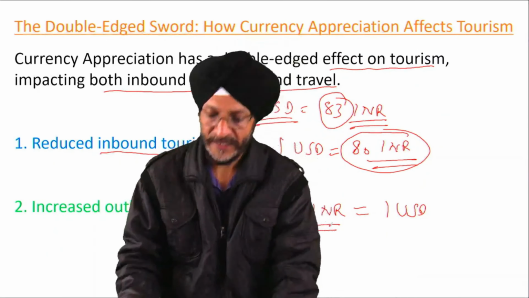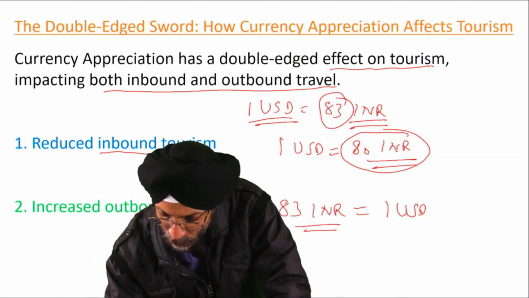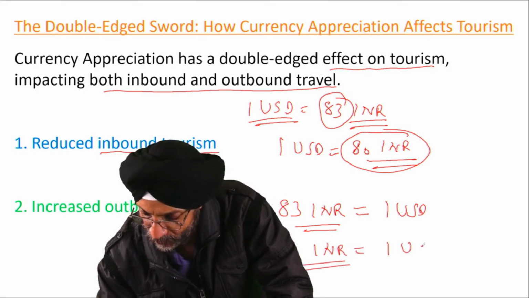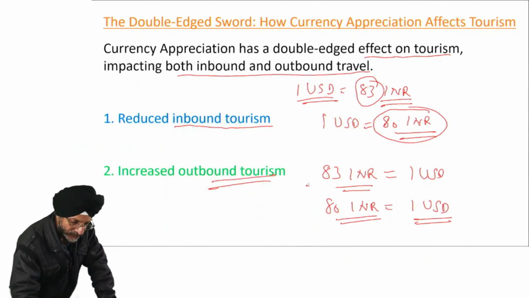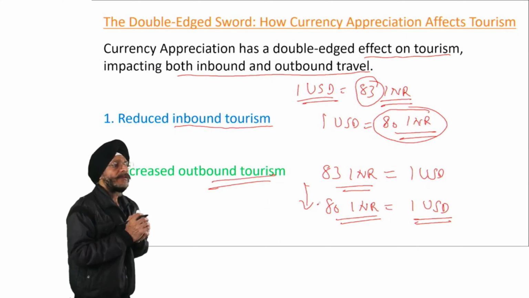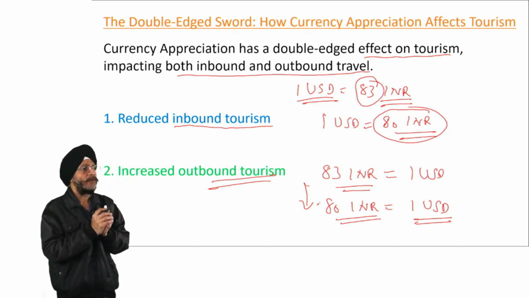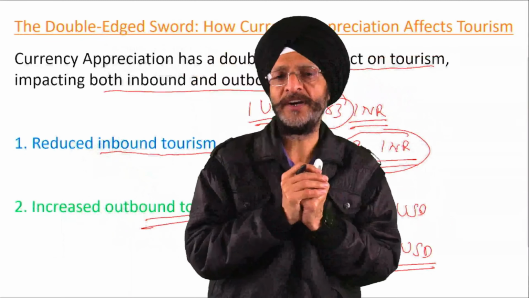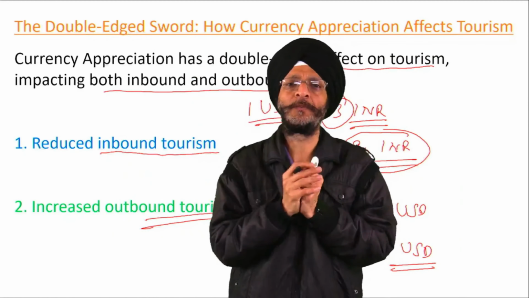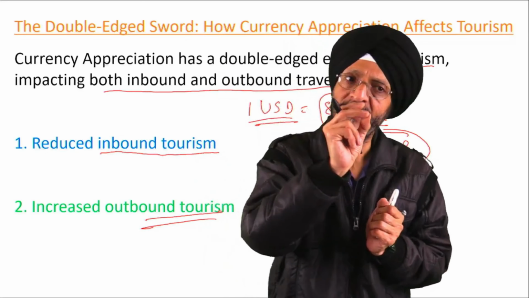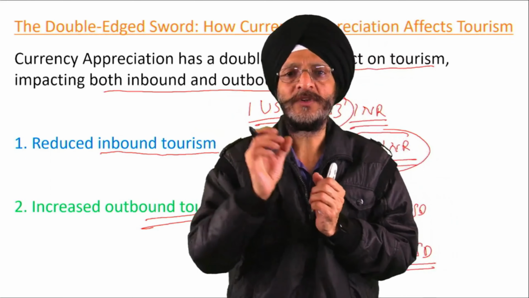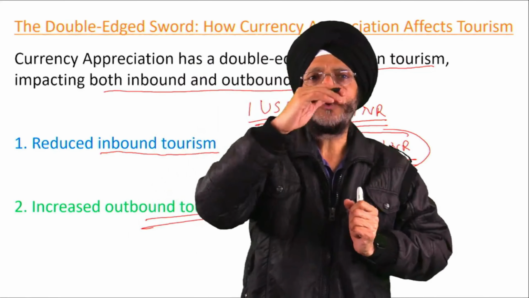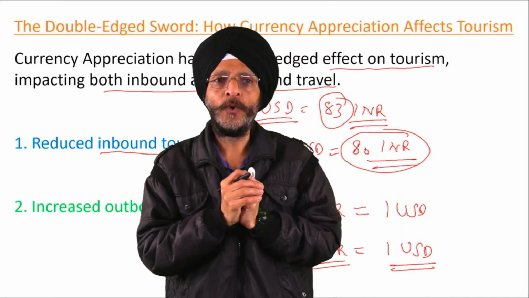Now if the currency has appreciated, say the Indian rupee has appreciated to 80 Indian rupees equal to 1 US dollar. So after appreciation, the Indian people or the tourists from India will have to pay only 80 rupees to get 1 US dollar. Earlier they used to pay 83 rupees to get 1 US dollar. Now they have to pay less. So international tourism for the tourists from the appreciating country becomes more affordable.